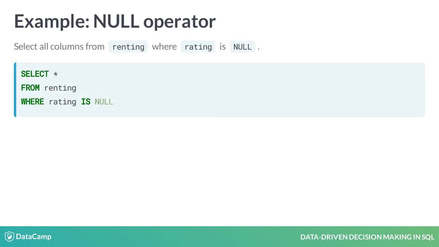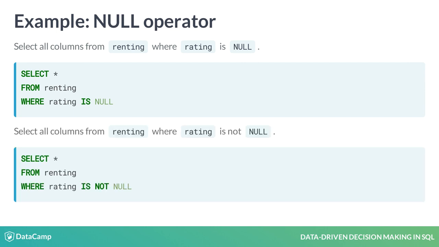Null values are missing or unknown values in the data. We already know that not every customer gives a rating after watching a movie. Therefore, there are many null values in the column rating. With the statement where rating is null, we select all records where the customers didn't give a rating. Whereas with the statement where rating is not null, we select all records where the customers gave a rating.